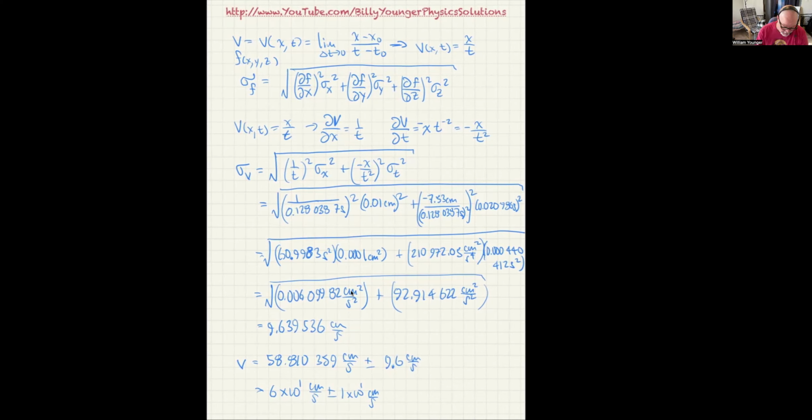Okay, there was another way we could do it. Once we got this quantity, sigma v equals the square root of 1 over t squared times sigma x squared plus x squared over t to the fourth times sigma t squared. Once I got that, there was another way I could have made it a little easier, and I'm going to show you that now.